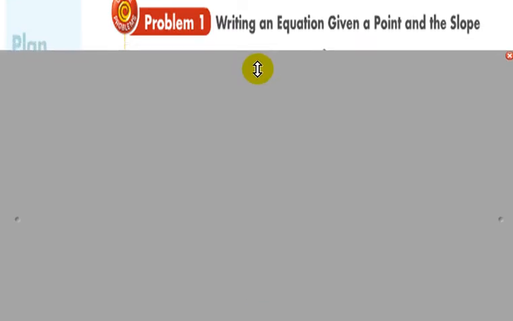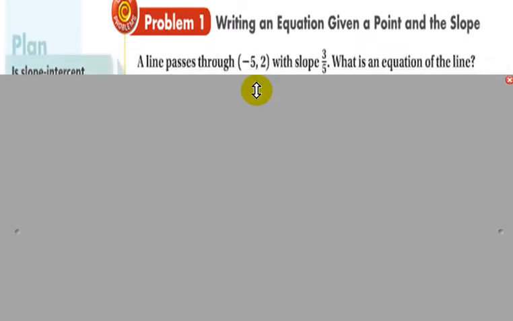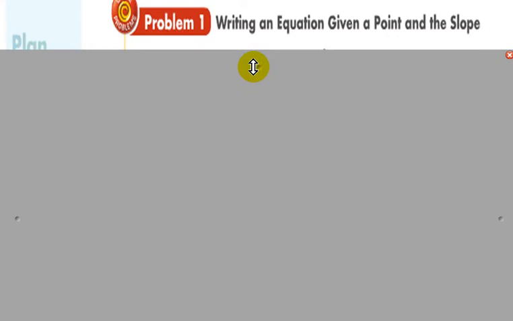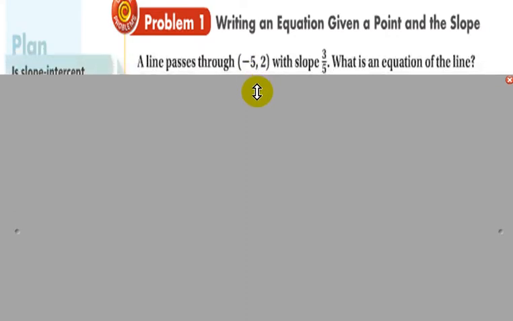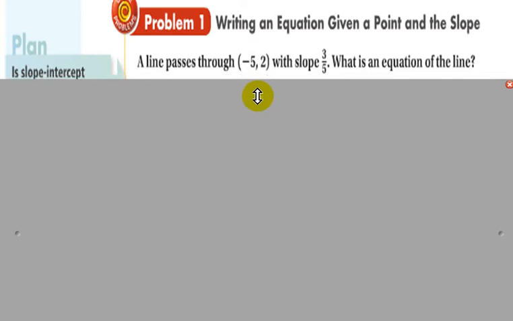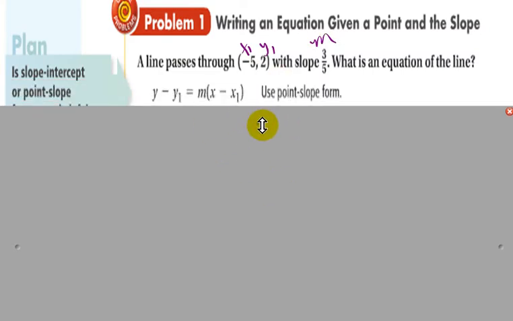The first problem that I would like to teach is about writing an equation given a point and the slope. It says a line that passes through -5 and 2 with the slope of 3/5. What is an equation of this line? Well, there's your point. This is your x1 and your y1. And here's your slope, your m. So all you have to do is start with your point-slope form and then substitute your y1, your x1, and your m.